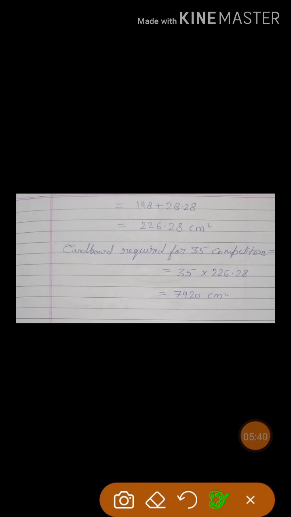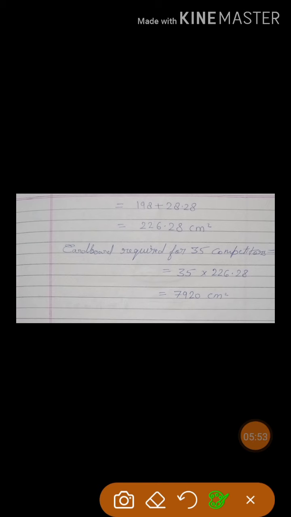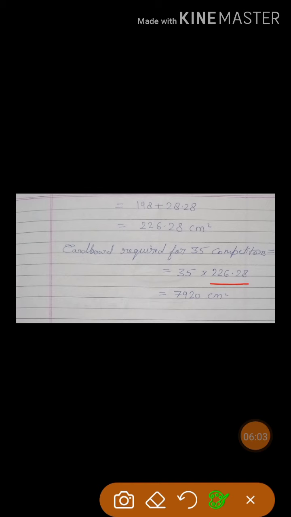226.28 centimeter square. This is the cardboard required by one competitor, but there are 35 competitors. So what we do, we shall now find the cardboard required for 35 competitors. That will be equal to the cardboard required by one competitor multiplied by 35.